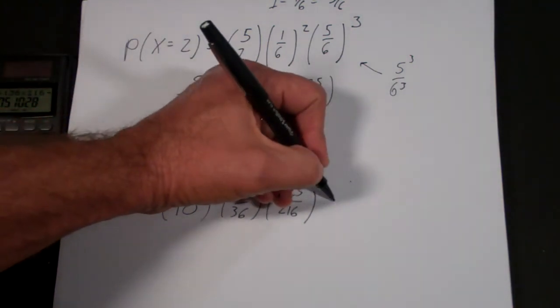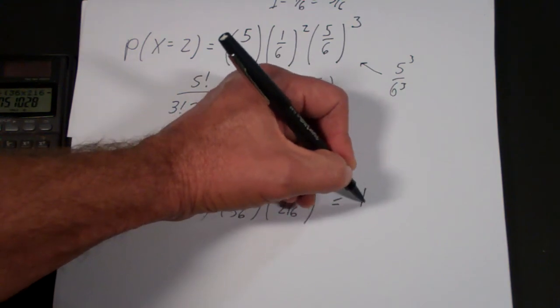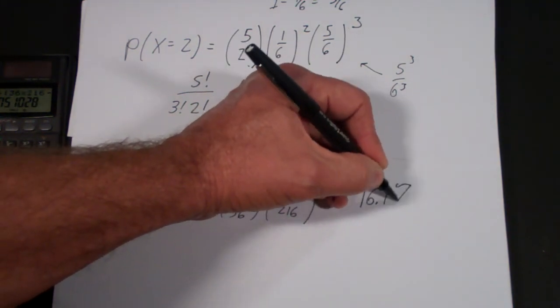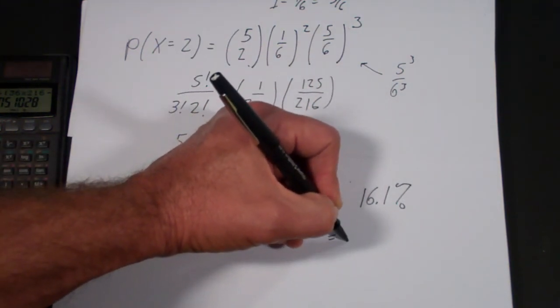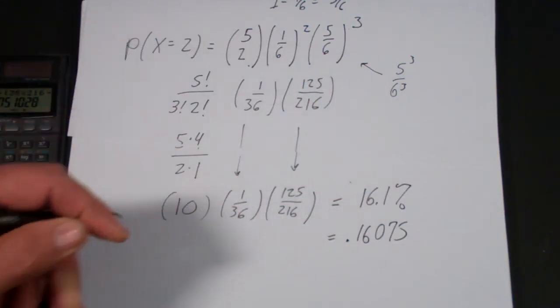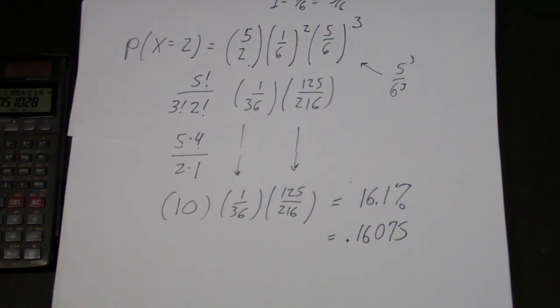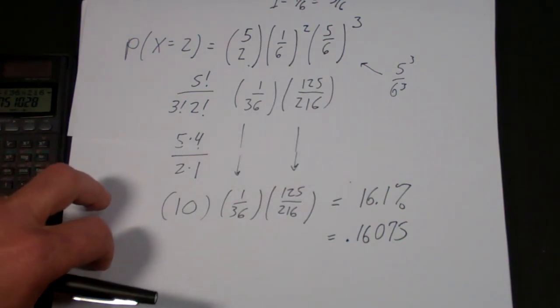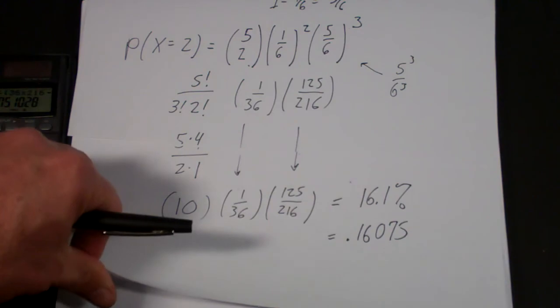If I did that right, I get about 16.1%, or in decimals, 0.16075 is actually what I get. So that's the probability that if I roll 5 dice, I will get exactly 2 6s.